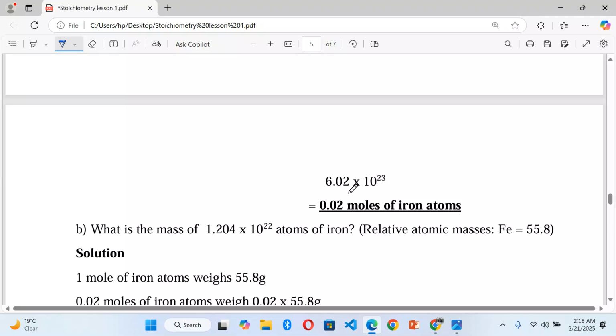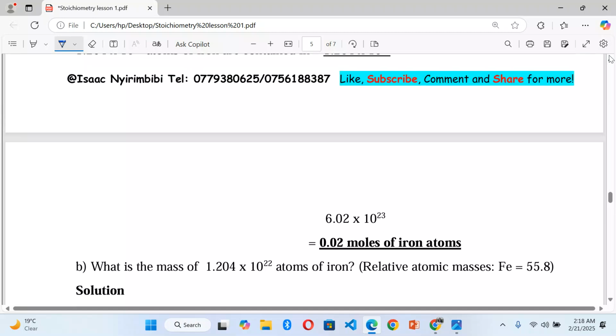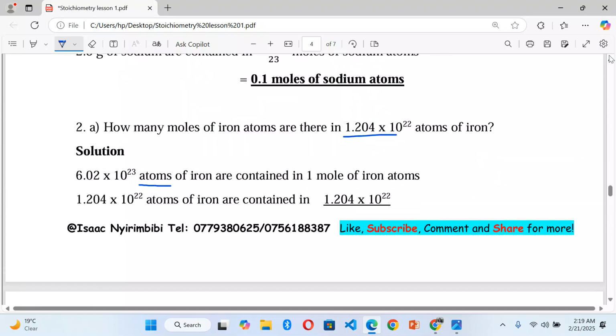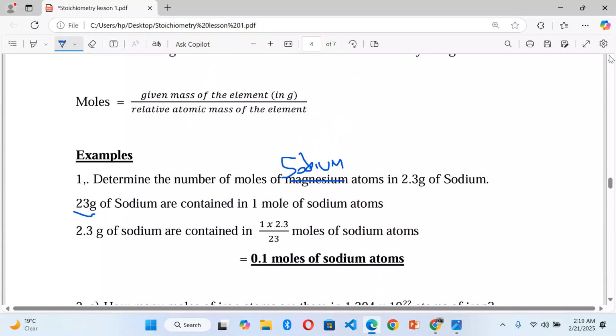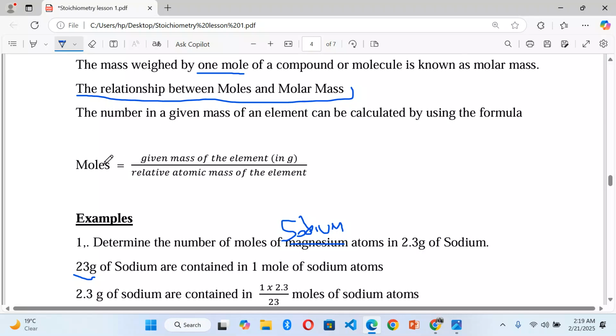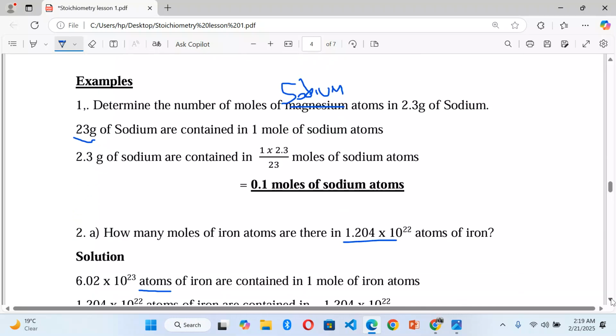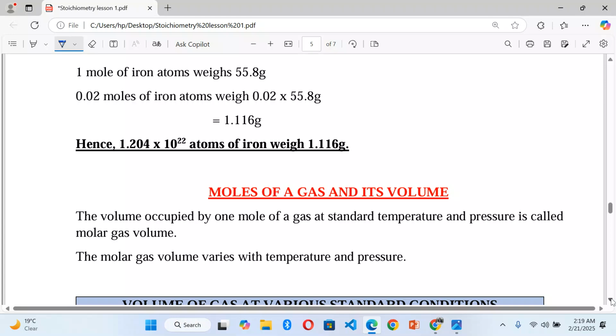We already have the number of moles. Now they want us to determine the mass, but we have the formula. You can substitute in the formula, or, if you check here, we already have the formula that we can use. You already have the moles, you already have the relative atomic mass. What they want is this mass. So you can look for this, or you can use this formula that we are going to use here. Let's look at it.